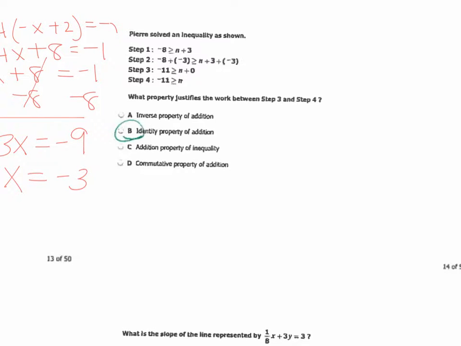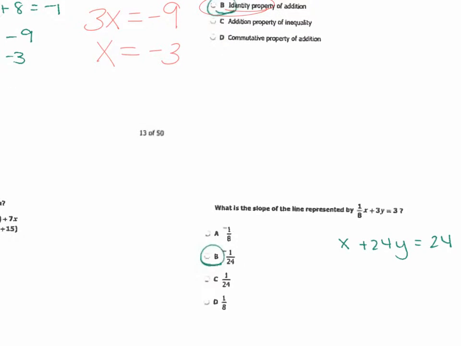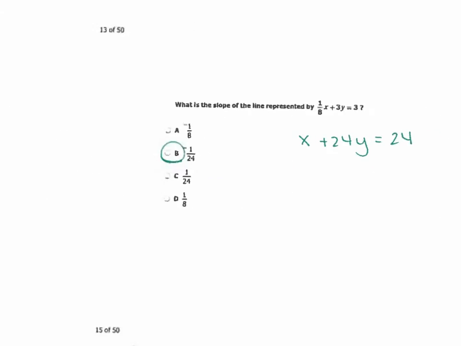If I look at number 14, which property justifies the steps between 3 and 4? So how does 3 and 4 look different? N plus 0 turns to N. That's the identity property. You have to have those memorized. Go ahead and flip your paper.